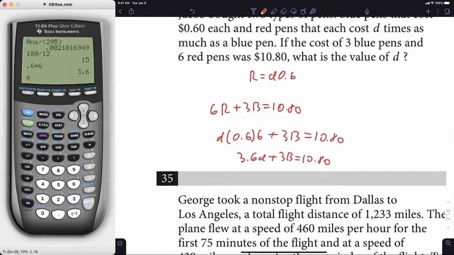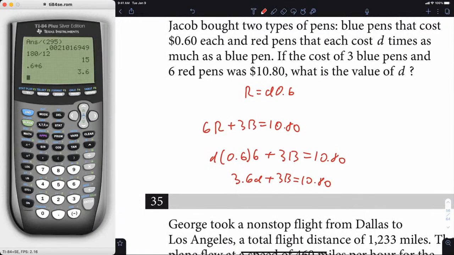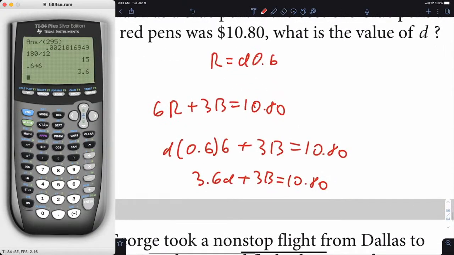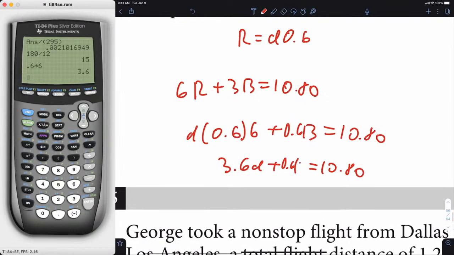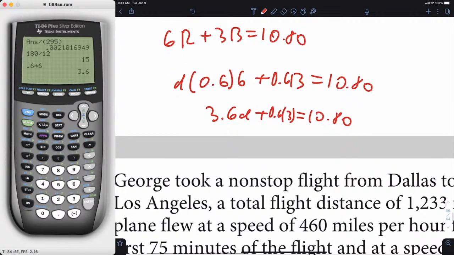Oh, wow. Okay. So this is not going to be 3B here. This is going to be 0.6B, right? Because it's $0.6 per pen. And then this is really going to be 0.6 times the number of blue pens he bought, which was 3. So 0.6 times 3 would be 1.8, if I'm not mistaken. So 3.6D plus 1.8 is equal to 10.80.